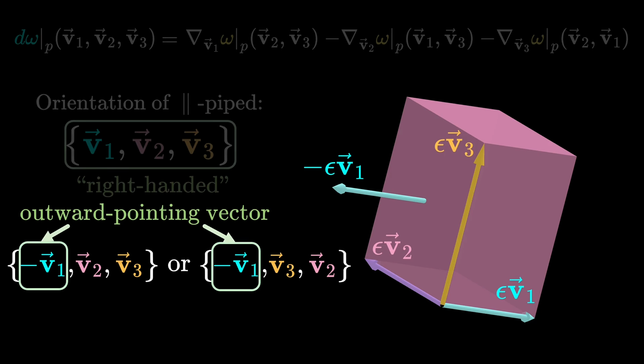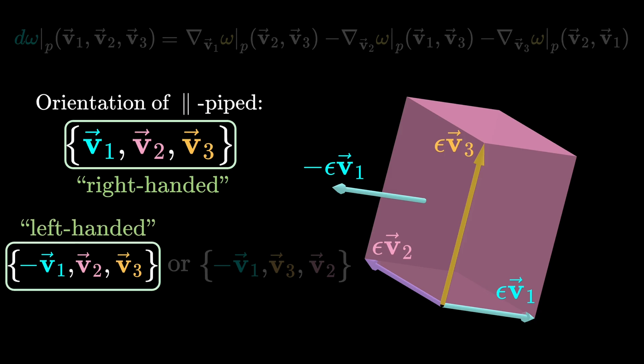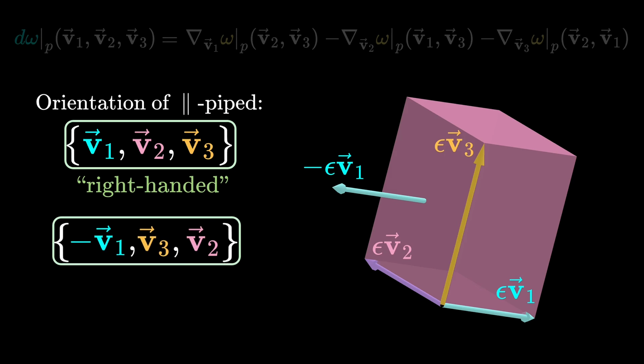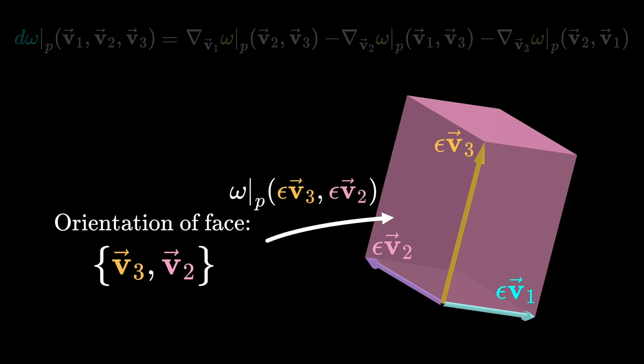We choose whichever gives the same orientation as v1, v2, v3. Since there is an extra minus sign in front of v1, this is a left-handed set opposite to the parallelepiped's orientation. So the other one is the correct choice, and you can check that it is a right-handed set, and we choose v3, v2 as the orientation of this face. Therefore, this face should contribute omega of epsilon v3, epsilon v2, instead of the other way around.